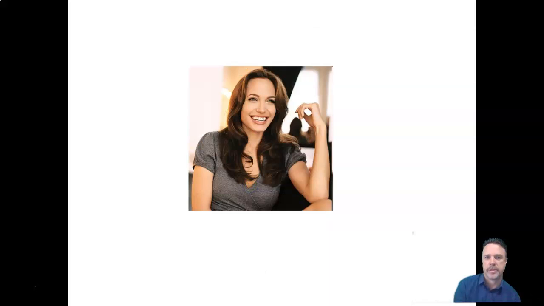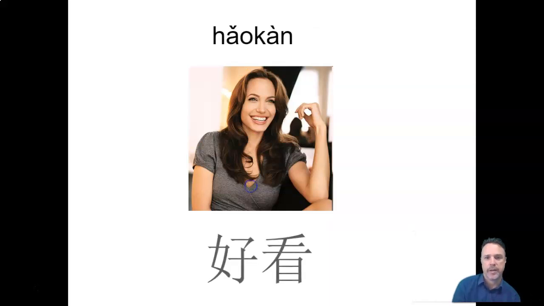There's Angelina, so we're going to describe her as 好看. 好看. Now, if you look at those characters, 好 and 看, you've seen both of those before. The 好 is like from 你好, just means good, and 看 is like from 看电影 or 看电视, that means to watch or see or look. So 好看 is literally good looking. So this is one we can use for a man or a woman. Remember that 帅, handsome, is for a man. 漂亮, beautiful, is for a woman. 好看 can be for either.